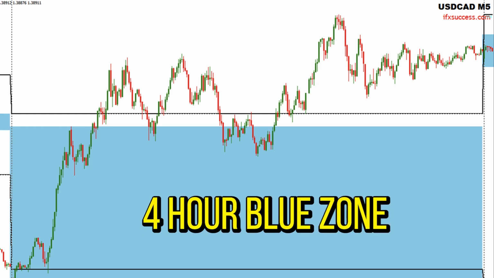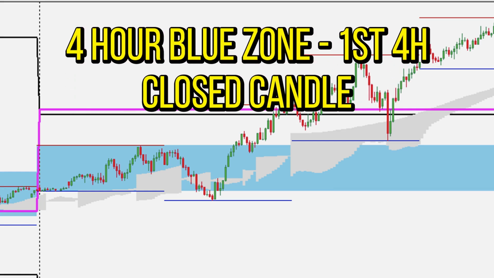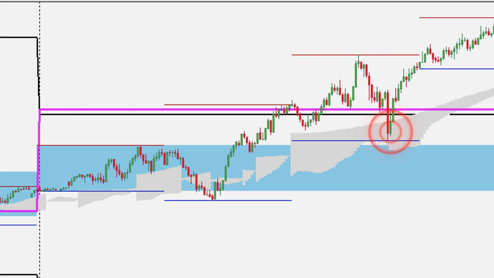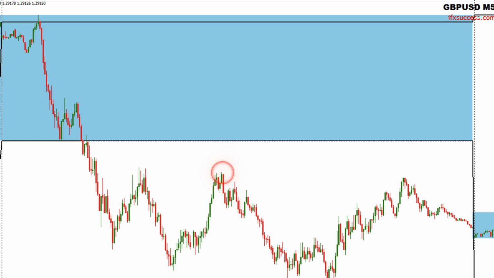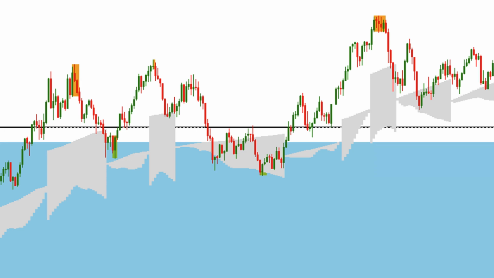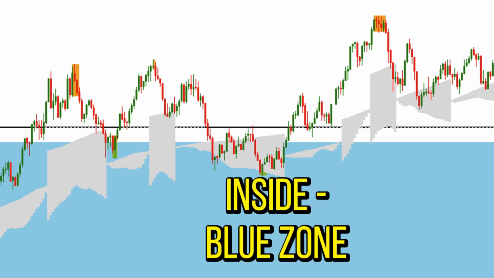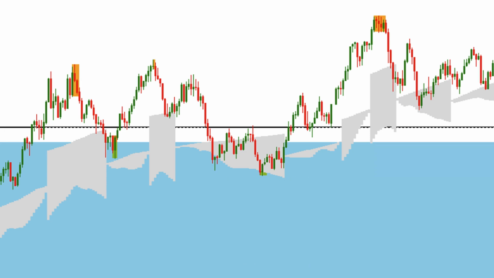The blue zone is another critical tool representing the 4-hour range formed by the first candle of the day. This zone is a guide for entries. Buying above, selling below, or even entering within the zone can all be valid strategies depending on the market trend and additional confirmations.